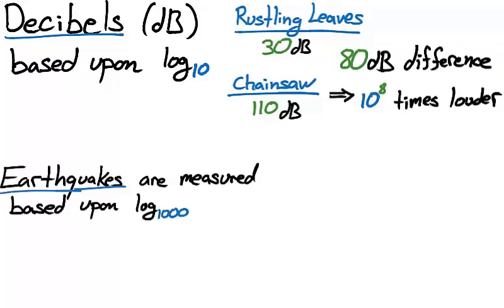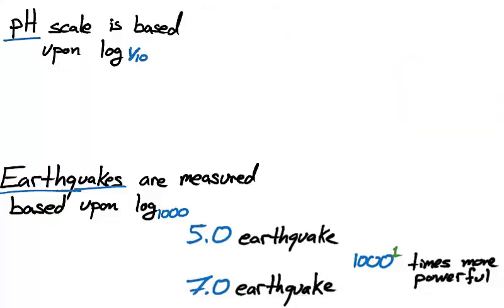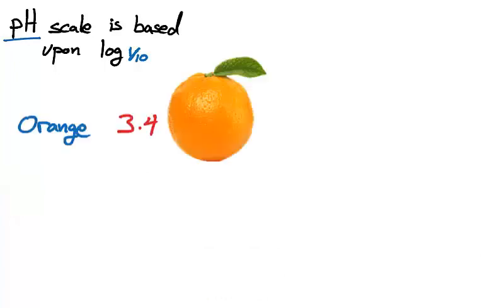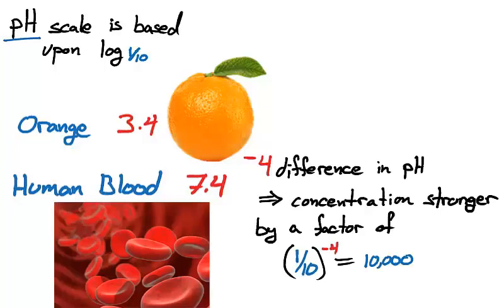The energy of an earthquake is based upon logarithm base 1000. A 7.0 earthquake is 1000 times more powerful than a 5.0 earthquake. The pH scale for acidity measures the concentration of hydrogen ions in moles per liter, with a scale based upon logarithm base 1 over 10. An orange has a pH of 3.4, and human blood has a pH of 7.4. So an orange has 10,000 times the concentration of hydrogen ions than human blood.